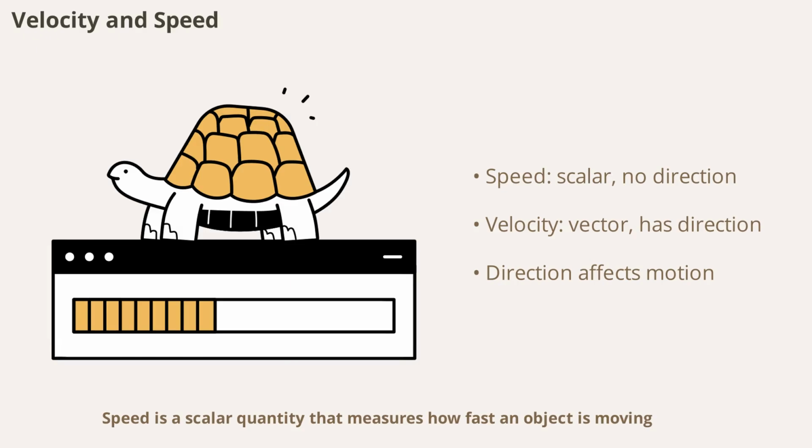Speed is a scalar quantity that measures how fast an object is moving, regardless of direction. Velocity, on the other hand, is a vector that includes both speed and direction. This distinction is important in two-dimensional motion, where direction changes can affect the overall motion even if speed remains constant.